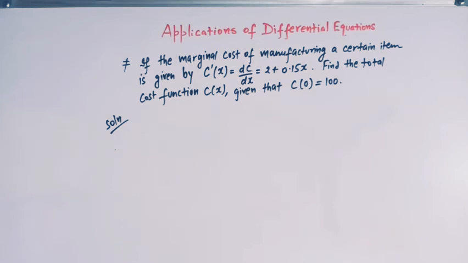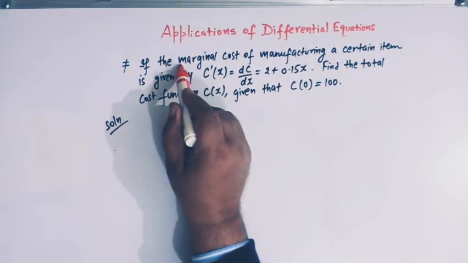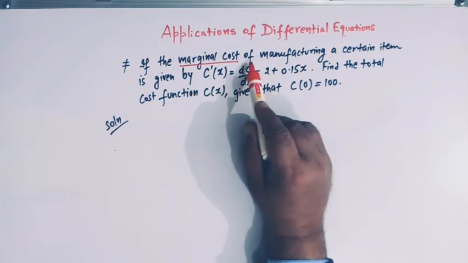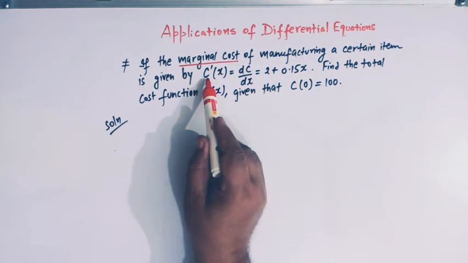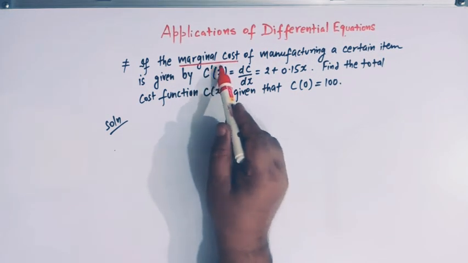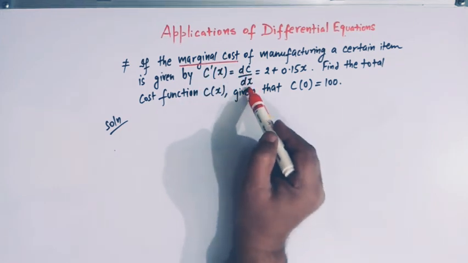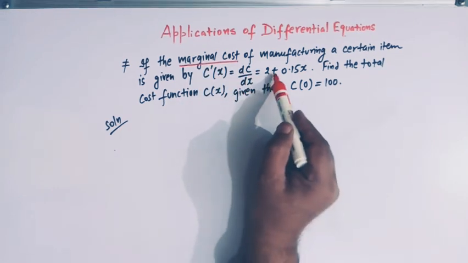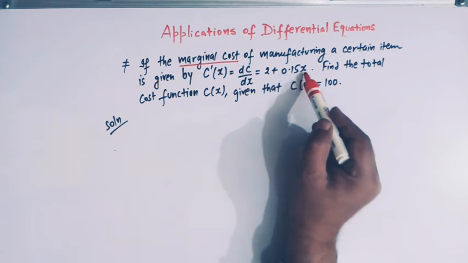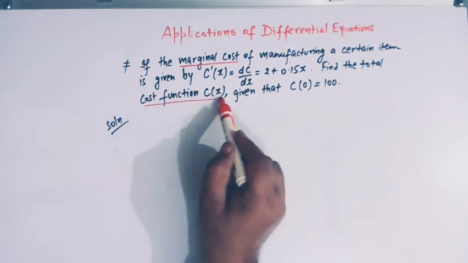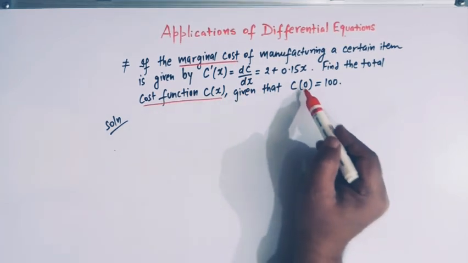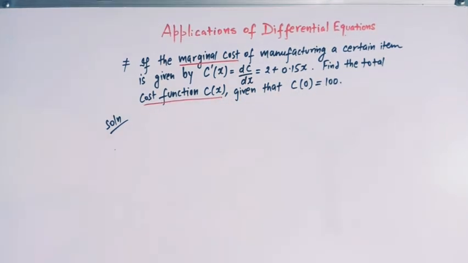Now let us take one more problem. So here we are given if the marginal cost of manufacturing a certain item is given by c prime of x, which is dc over dx, is equal to 2 plus 0.15 times x, find the total cost function, given that c of 0 is equal to 100.